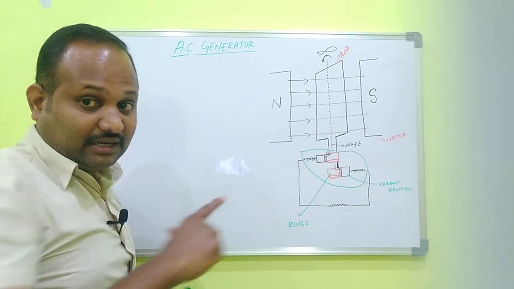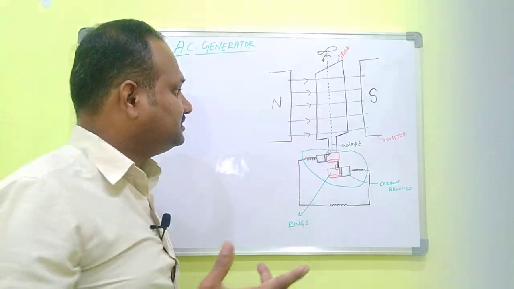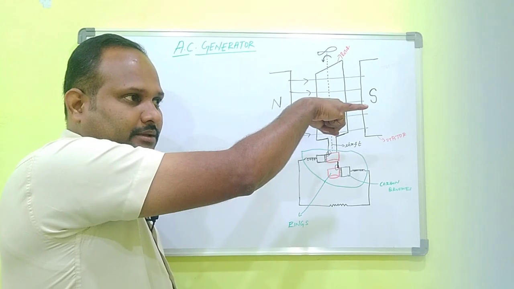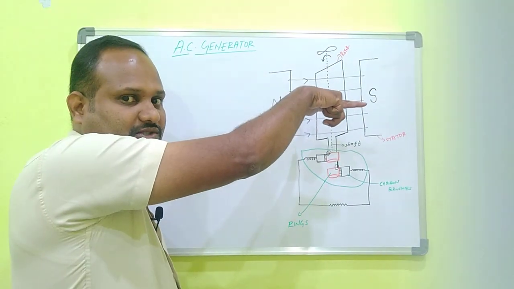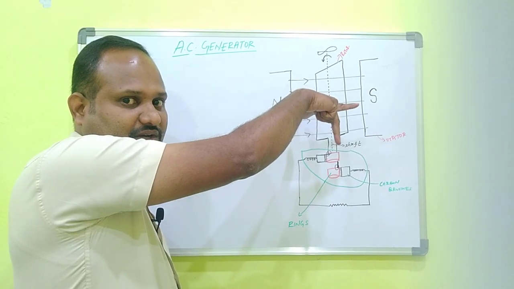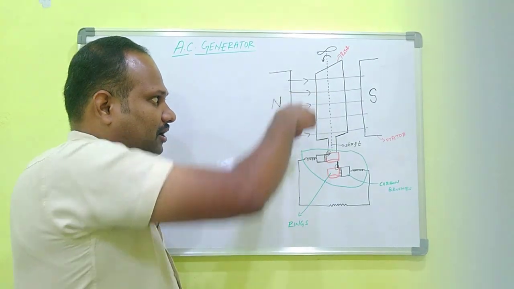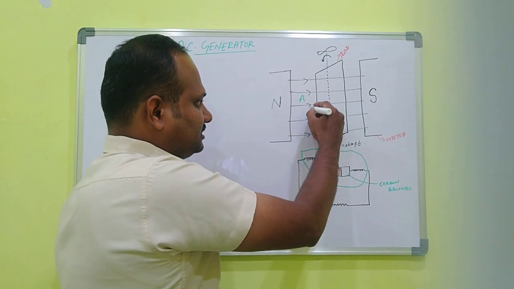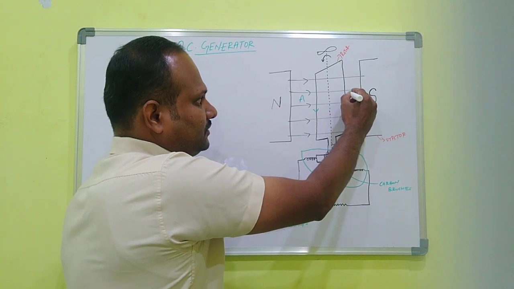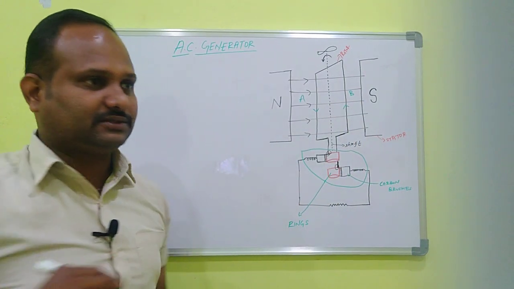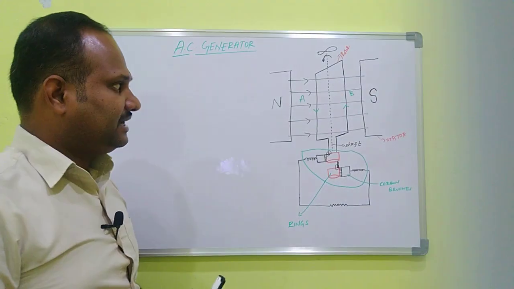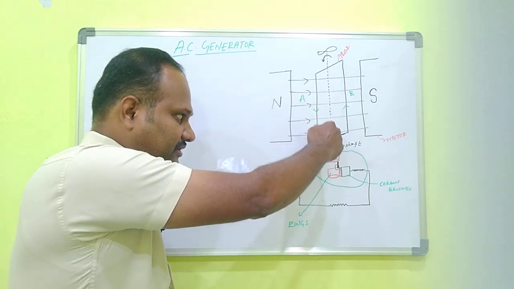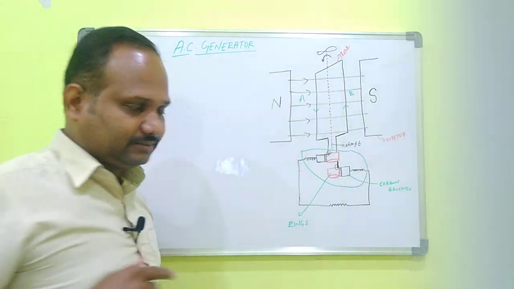Let me repeat one more time. Listen carefully. Here the magnetic field is, for example, towards the right. The motion of the coil is inwards, not downwards. Then the direction of current is downwards. So in the arm, for example this is arm A, the current is going downwards. In arm B, the current is moving upwards. Look at the diagram: according to Fleming's right hand rule, in arm A the current moves downward and in arm B it moves upward.